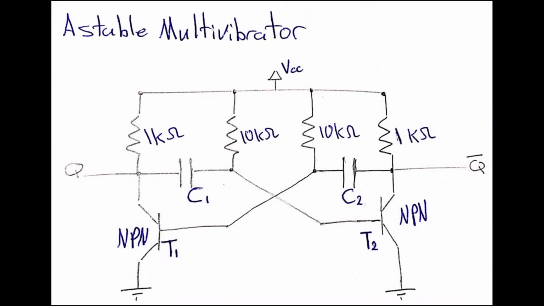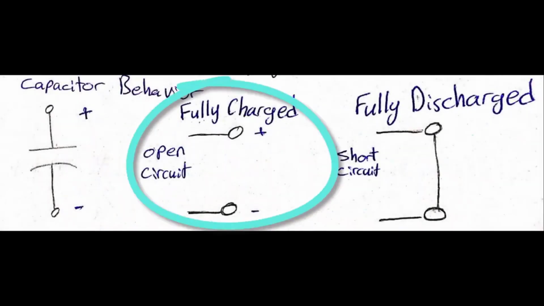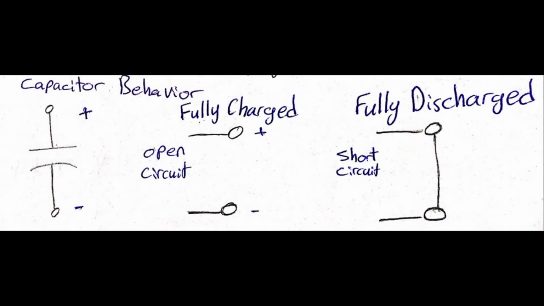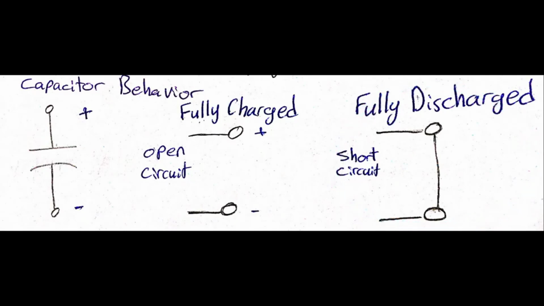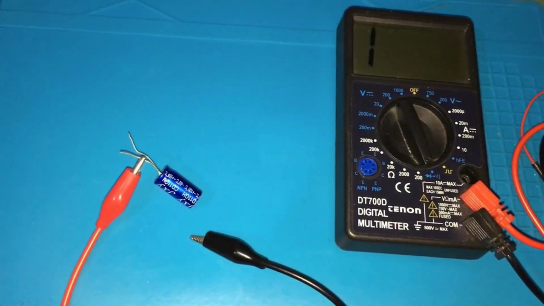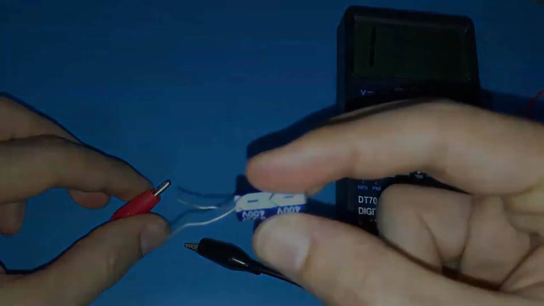Before diving into the concepts behind this circuit, let's agree on the fact that capacitors are considered as open circuit while they are fully charged and short circuit when they are fully discharged. To show you this in practice, I conducted a simple experiment where I set the multimeter on continuity test and connected its probes to the capacitor leads after flipping it.